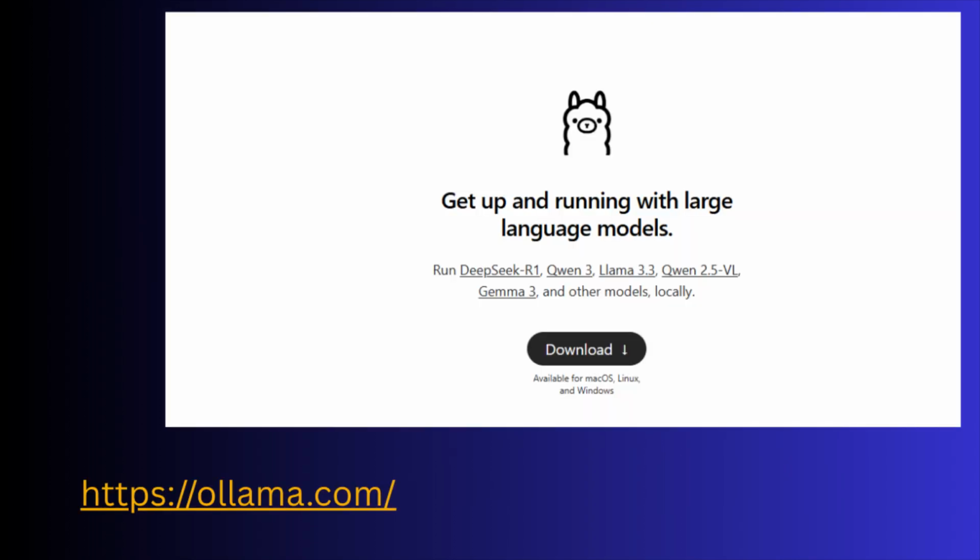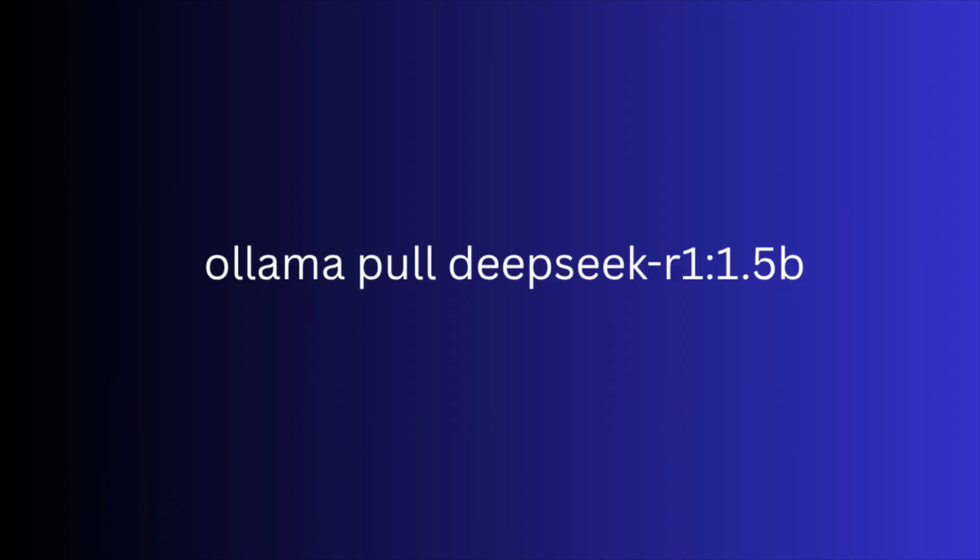First of all, make sure you have installed Ollama in your system. Ollama is an open source platform for running large language models on your local machine. It allows users to download and execute various LLMs in your system. If you have not installed Ollama, download and install it from their official website. Once you have installed Ollama, pull the model DeepSeek R1 with 1.5 billion parameters. Use this command to pull the model and make sure it's up and running. You can also try different models if you want to.